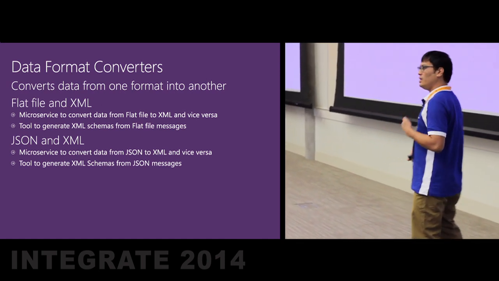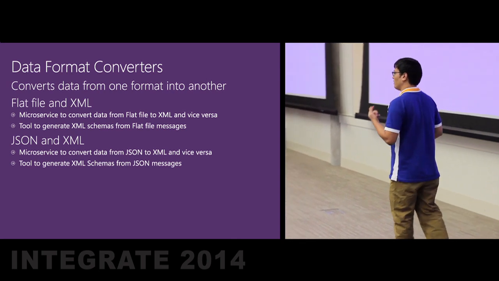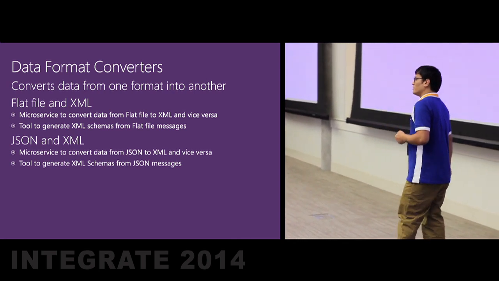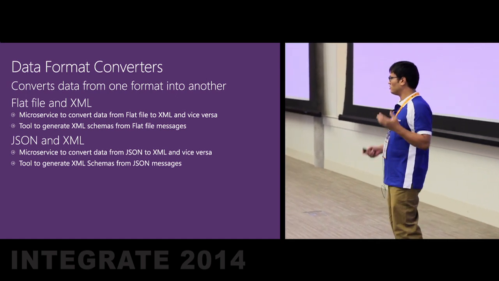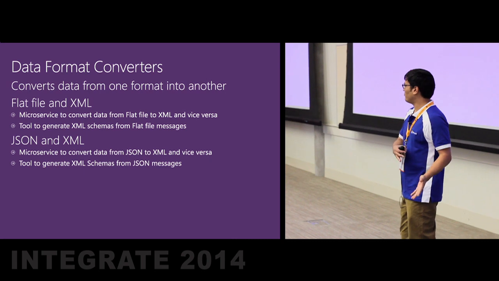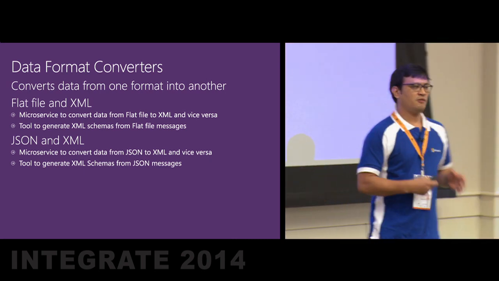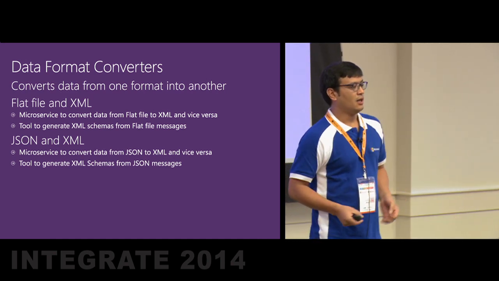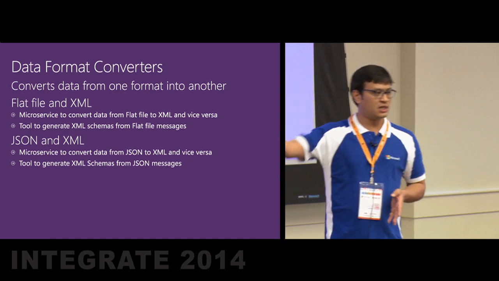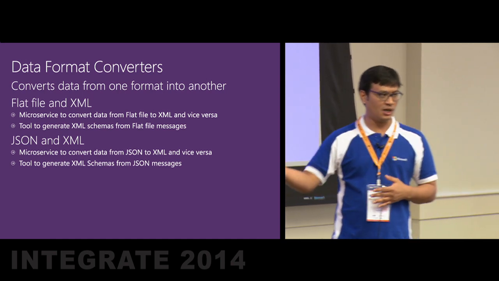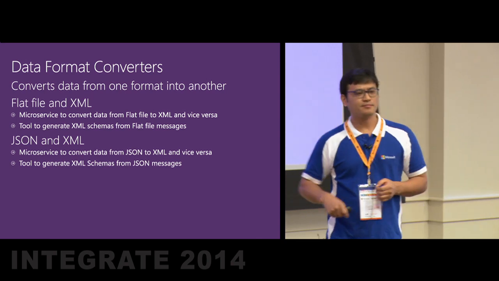So what we provide as part of the platform is the ability to convert between these various data formats. Within flat file and XML, we provide a microservice that allows you to convert data, which could be in a flat file format, into an XML format, or vice versa. So if you have a message coming in as a flat file and you want to do the processing as XML, or send it out as XML to another system, you should be able to do that. And similarly, if you want to send a flat file out, you can also do that.